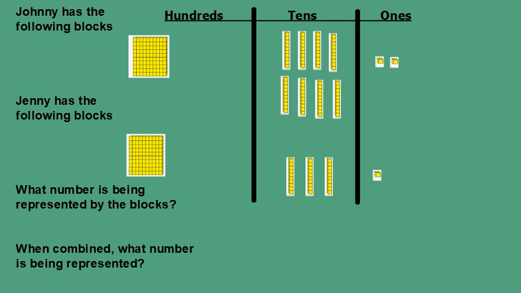This time, Johnny has the following blocks. Jenny has the following blocks. What number is being represented by the blocks? And when combined, what number is being represented?